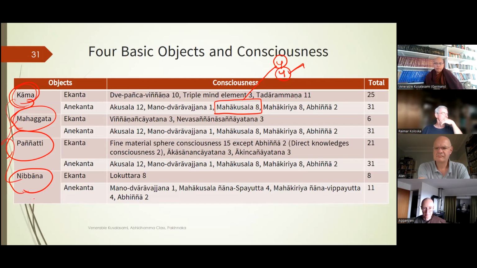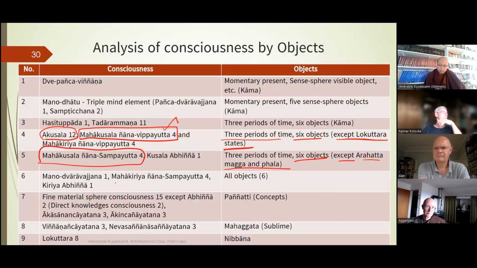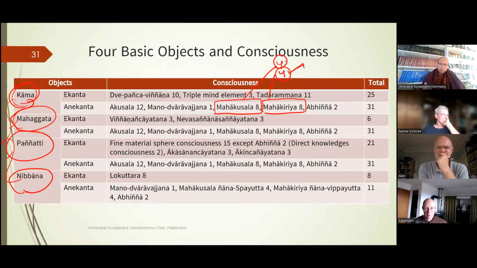So we can say four great wholesome consciousness with knowledge can take four objects, excluding Arahatta Magga and Phala. Next one as well, the same: Mahakiriya 8. This one also you have to make two groups. Four great functional consciousness without knowledge take six objects except Lokuttara states. So that's why four great functional consciousness without knowledge can take not only Kama object, but also Mahagata and Panyati. Not Nibbana, not Lokuttara.